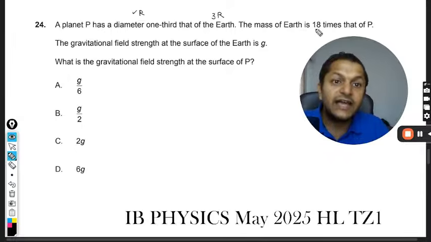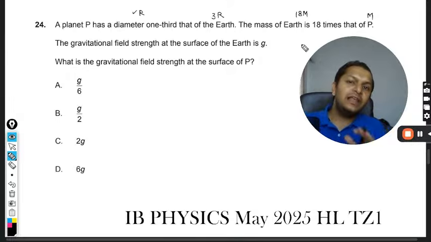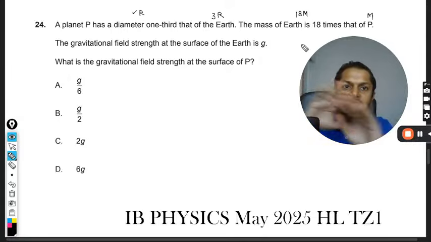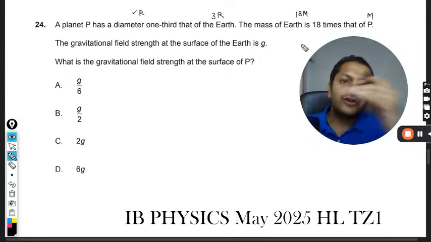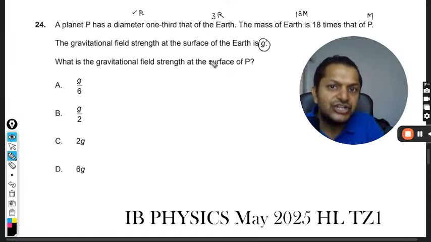The mass of Earth is 18 times that of P. So the mass of P is assumed as m, and the mass of Earth can be taken as 18m. It is highly recommended that when you do this kind of question in your examination, try to write the things the way I have written: R, 3R, 18m, and m. The gravitational field strength is g.